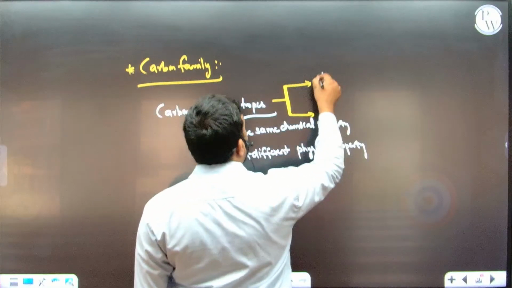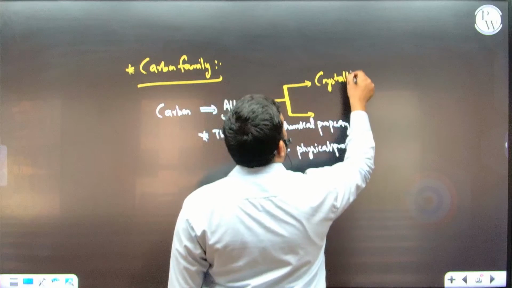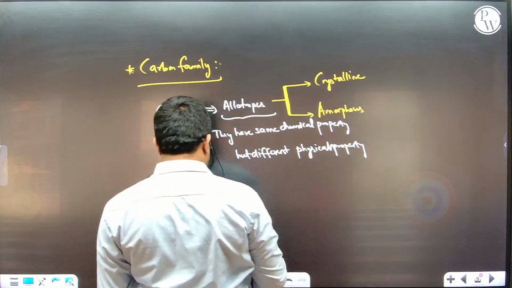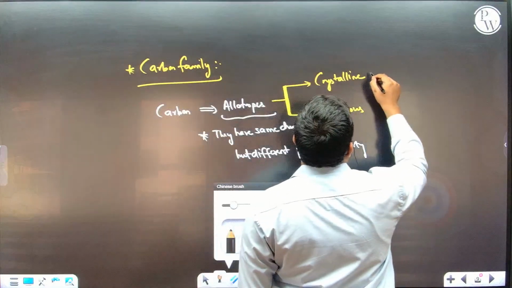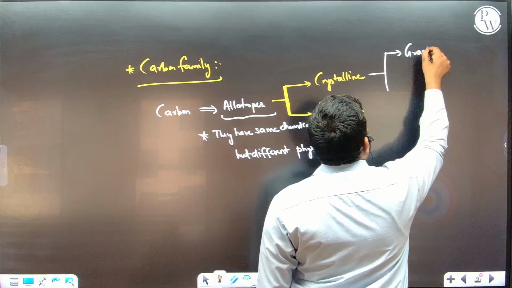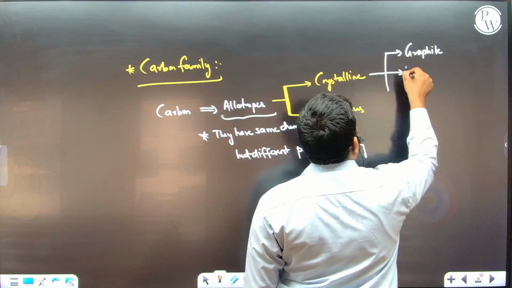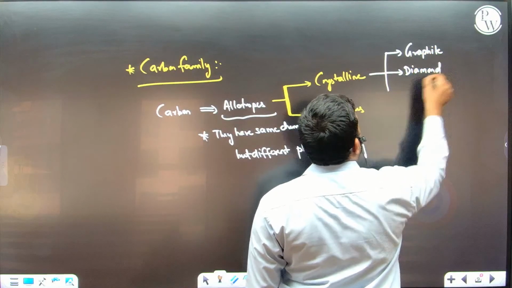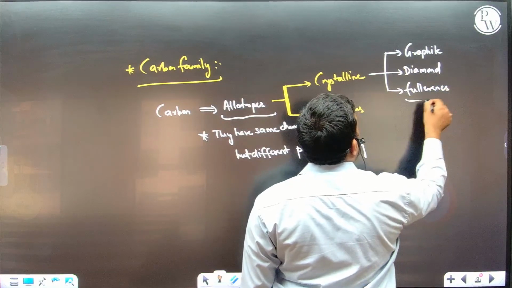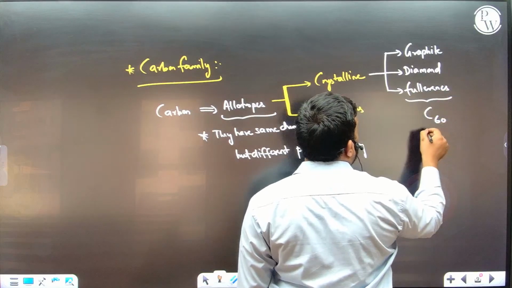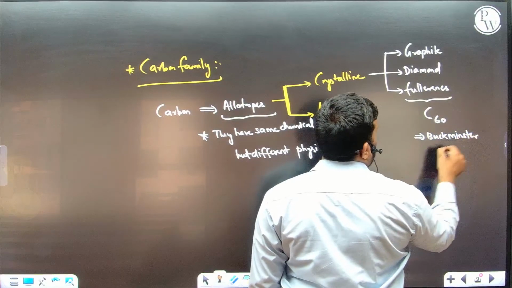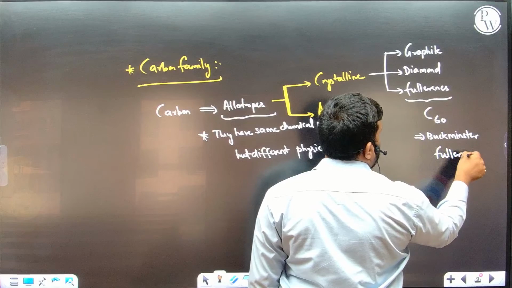Solids are of two types, crystalline and amorphous. In this crystalline, further we used to study that we are having graphite, diamond and also the fullerenes. The most famous among the fullerenes is C60, that is nothing but Buckminsterfullerene.